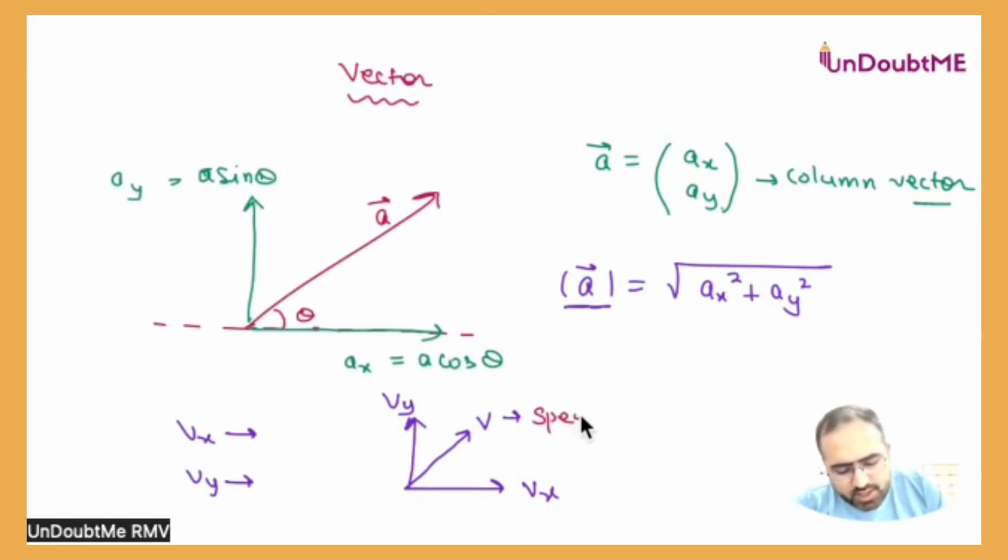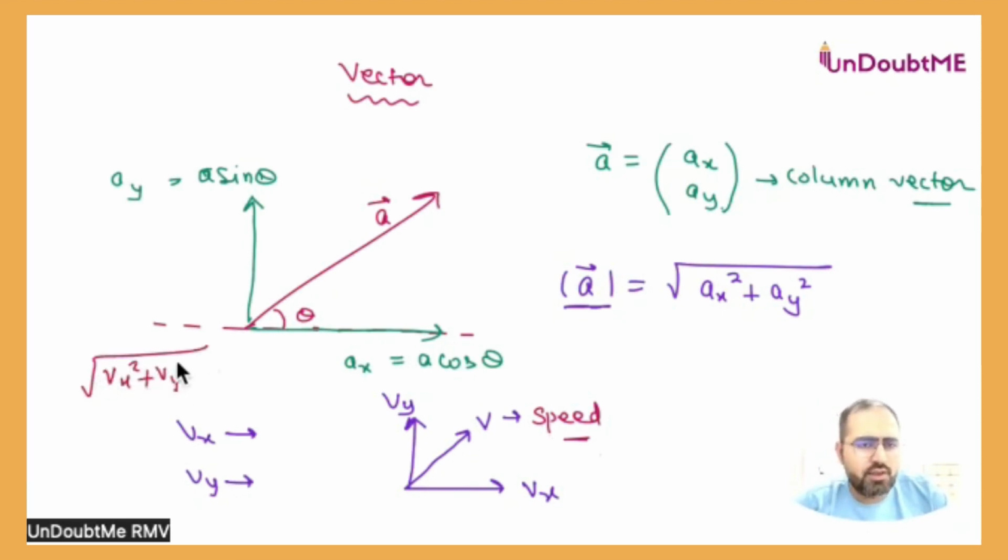So in a question they ask that find the speed. Speed means what? You have to find magnitude of Vx and Vy. How are you going to find it? You have to just do Vx square plus Vy square. The way we find magnitude of a vector, in the similar way, we can find magnitude for that. And magnitude of velocity is what? It is speed.